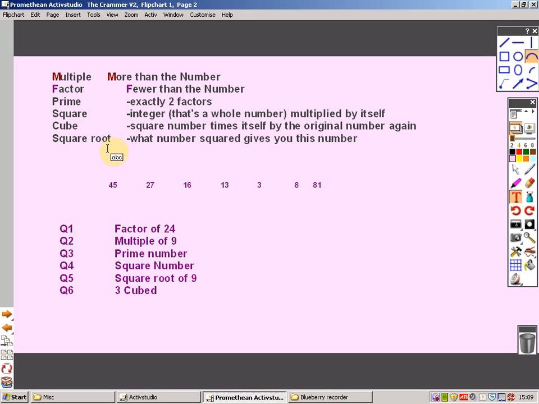The square root of a number is the number that, squared, gives you the number. So for example, what gives you 64? 8 times 8. So the square root of 64 is 8.